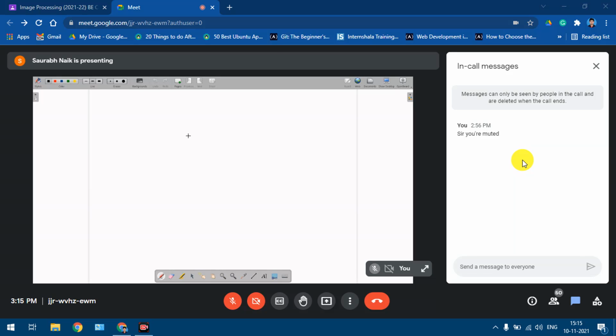And I lost that particular derivation. Okay, anyways, so what we want to do is the second part, which is with the additive noise, that is G of u comma v is equal to H of u comma v times F of u comma v minus N of u comma v.